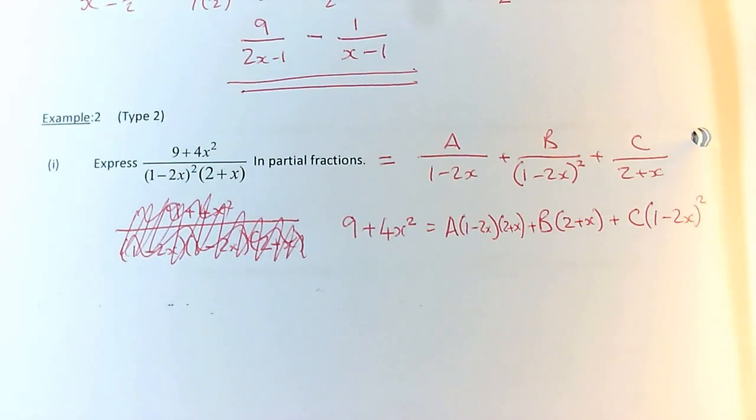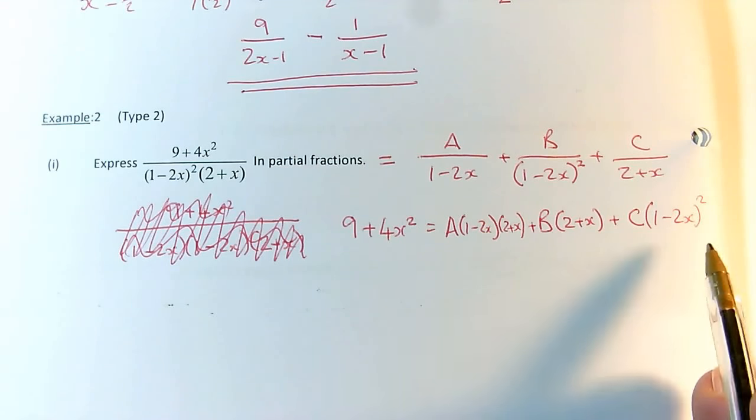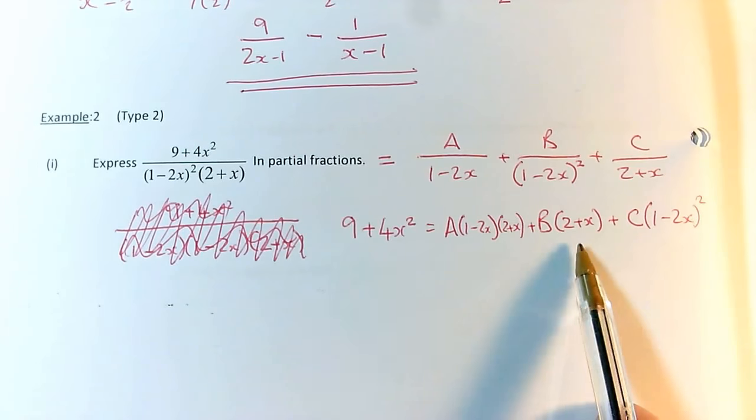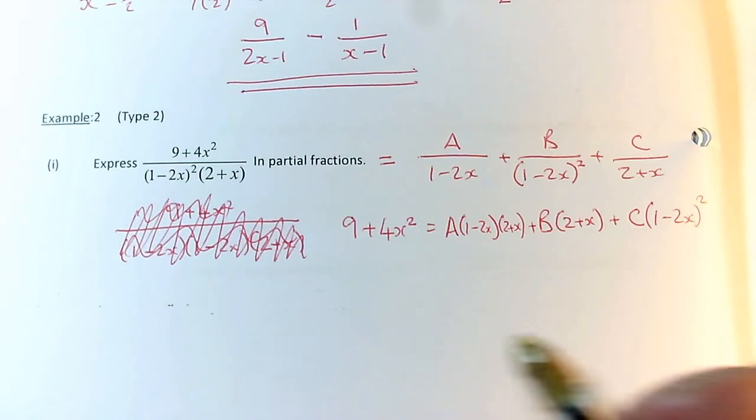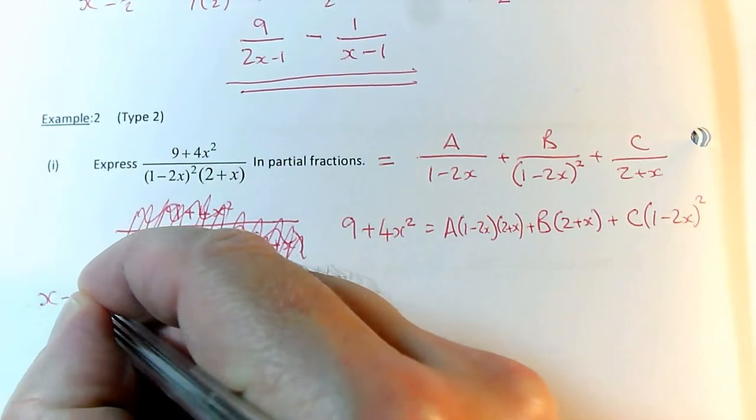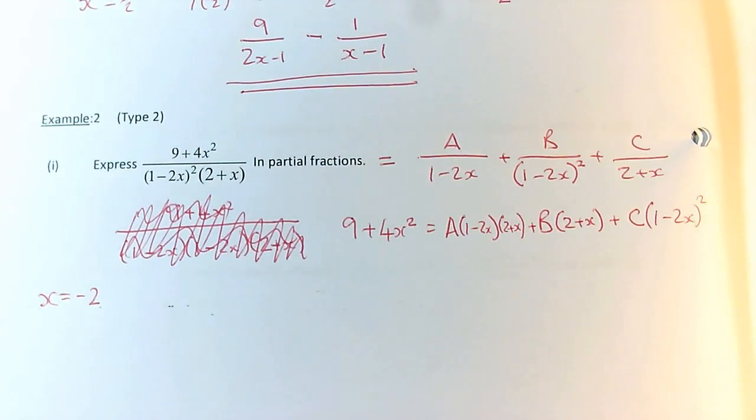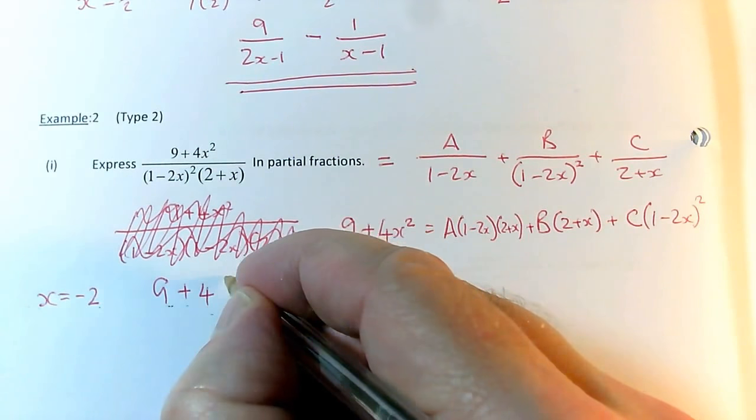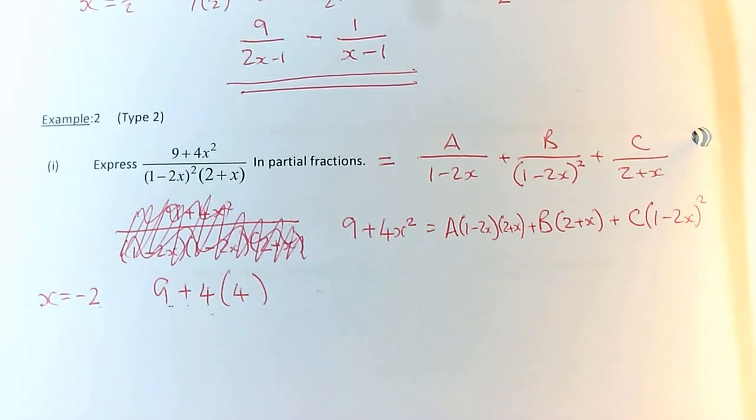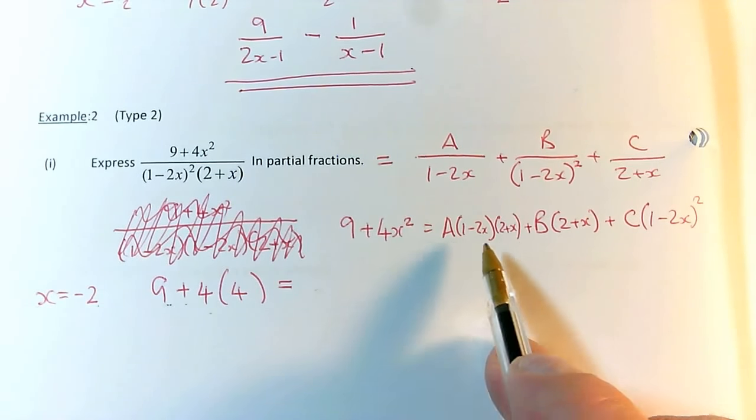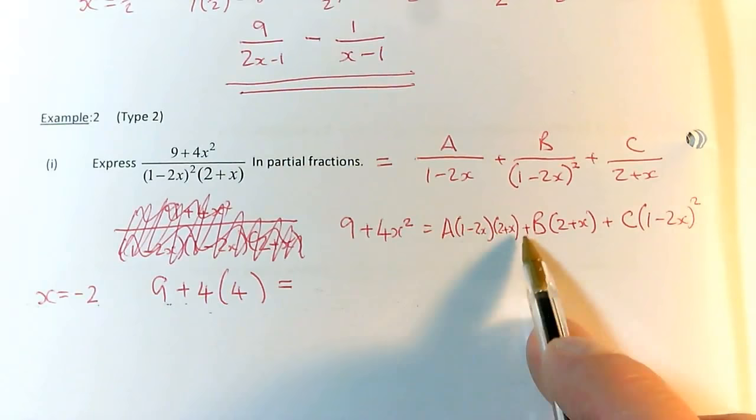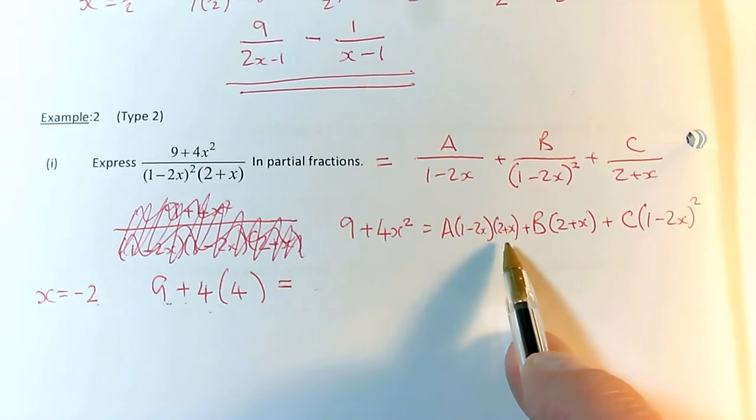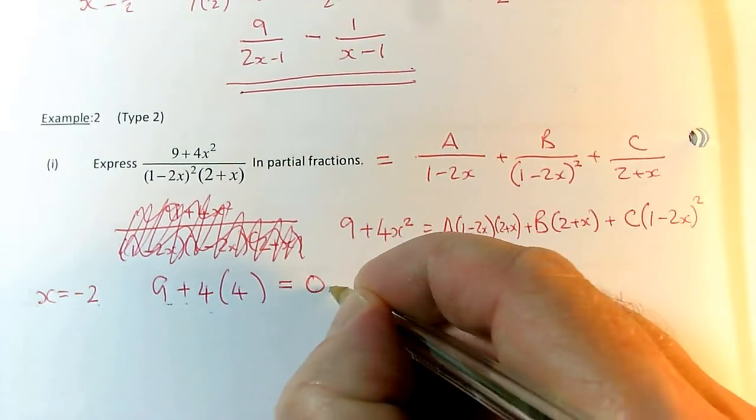And just as we did before, we're going to substitute in the smart values of x. So what might be smart values of x? Well, 1 minus 2x could equal 0, or 2 plus x could equal 0. So let's choose one of those. 2 plus x equaling 0 would be x equals minus 2. So if I put that smart value of x in, this is going to be 9 plus 4 times minus 2 squared. And minus 2 squared is plus 4. Minus times a minus is a plus. Equals, taking x to equal minus 2, this is a times a bracket I don't know times a bracket that equals 0. So I don't really care about this bracket. This one equals 0, so I'm going to get 0 a's.